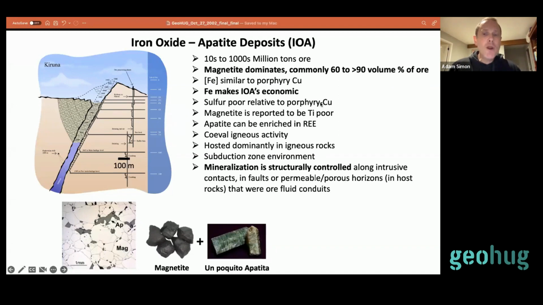They're sulfur poor relative to porphyry copper deposits. Magnetite has historically been reported as titanium poor, but I'll show you how that's not correct. Apatite can be enriched in rare earth elements. Historically, apatite was not mined for the purpose of extracting those rare earths, but that is now changing. Iron oxide apatite deposits are almost always associated spatially and temporally with igneous activity, and they're dominantly hosted within igneous rocks, forming in a subduction zone environment where mineralization is structurally controlled.